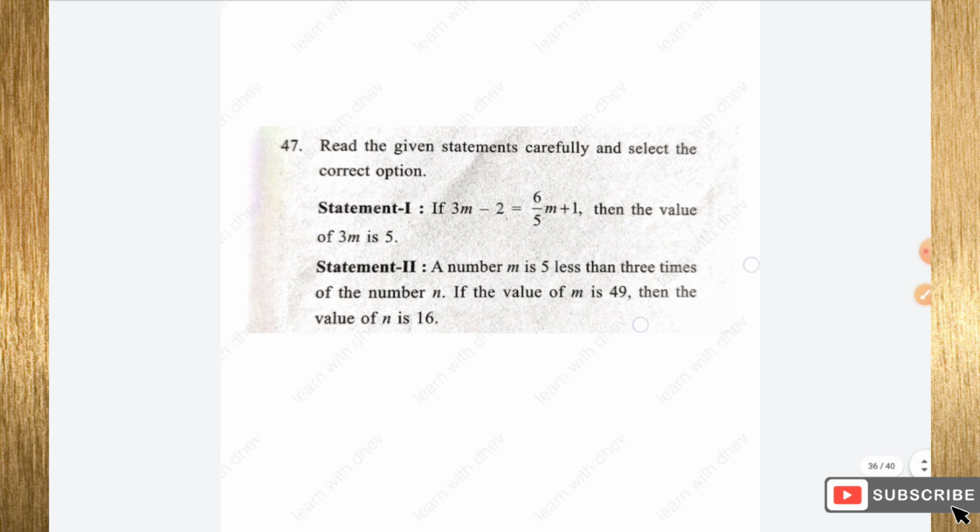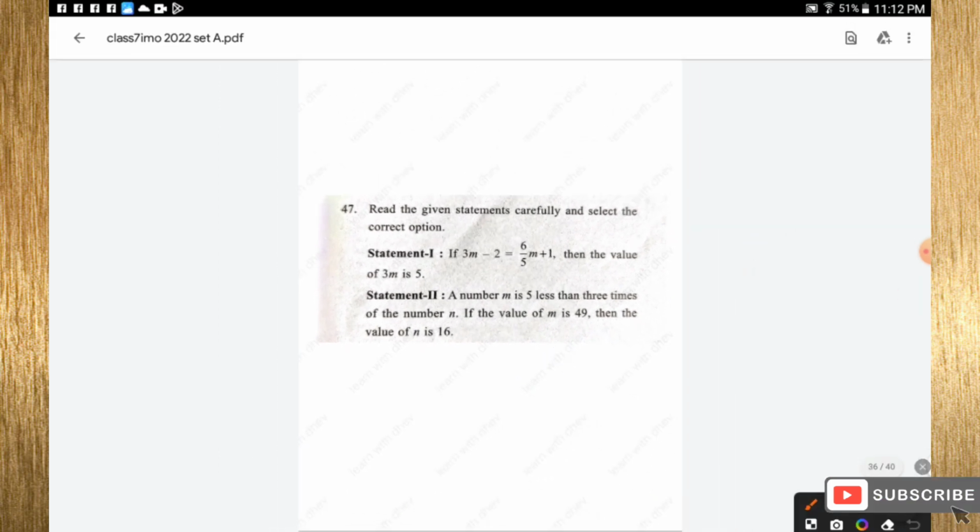So what is the first statement? They have given you an algebraic expression, and then the value of 3m is 5. Read the question carefully. While solving, you will get the value of 3m. If the answer is 5, then statement 1 is true. If you are not getting the value of 3m as 5, then statement 1 is false. So for this, you should solve and check. There is no way you can neglect any of the subquestions.